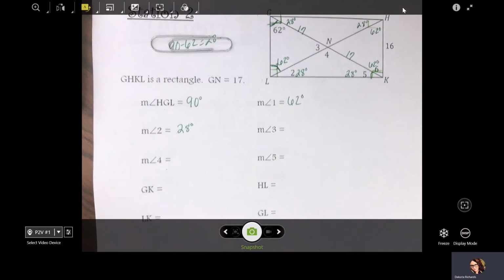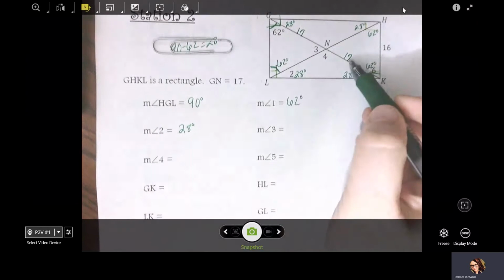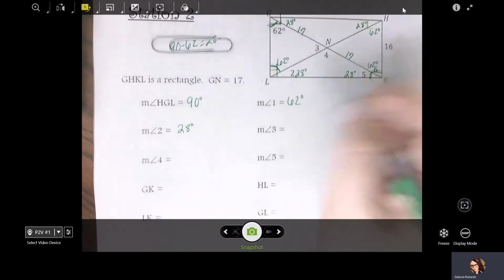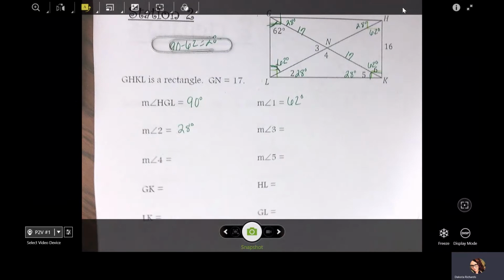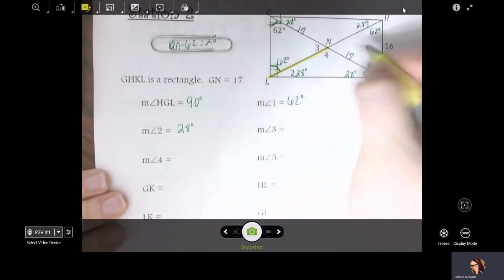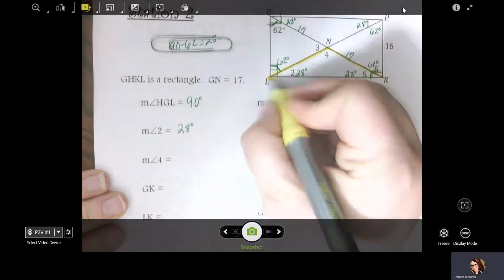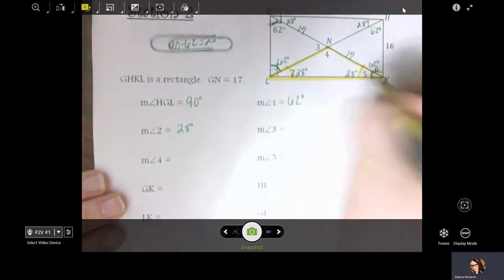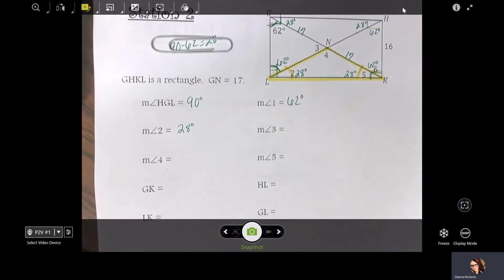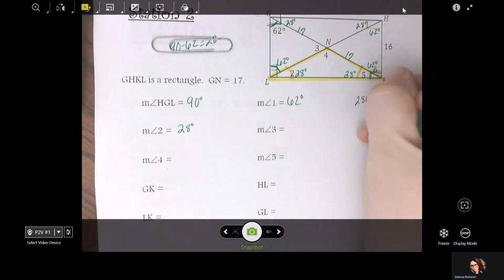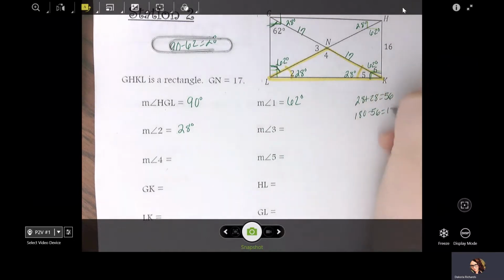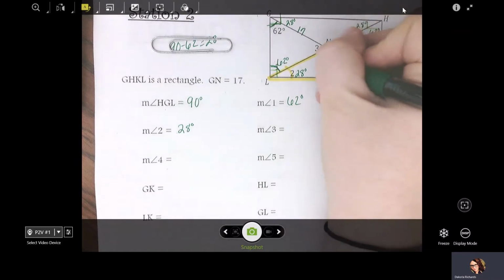The measure of angle 4. All right, so we have 4 isosceles triangles. We're looking at this triangle here at the base. Let me get my highlighter. Looking at this triangle, base angles are the same. They are both 28. The inside angle measures of a triangle have to add to 180 degrees. 28 plus 28 is 56. So 180 minus 56 gives you 124. So this angle 4 is 124 degrees.